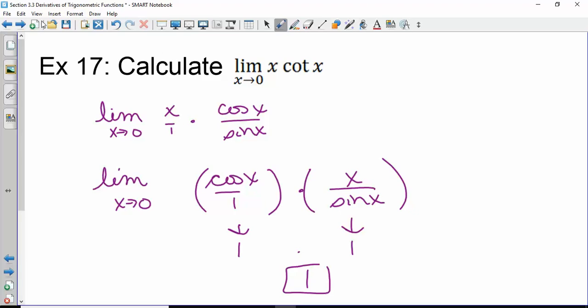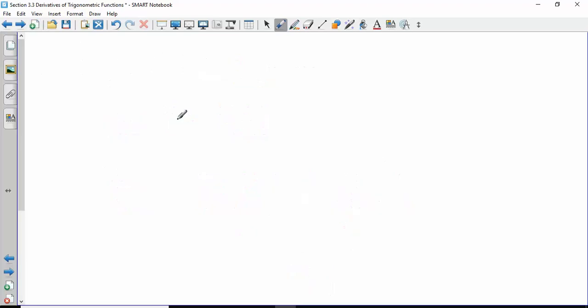I'm going to do one more bonus example. It wasn't on here. Let's do the limit as theta approaches 0 of 1 minus cosine theta over theta squared.